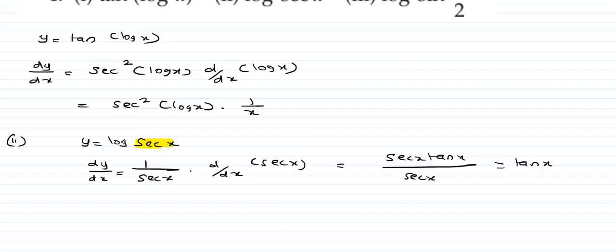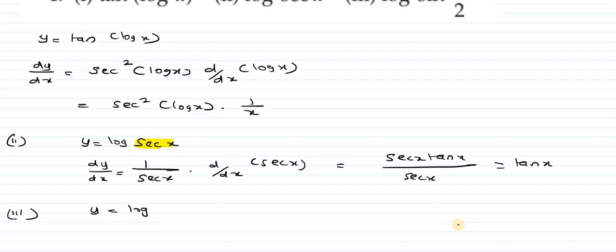Is that clear, ma? See, for the integration, when you integrate, you will get this value. Okay, tan x. So, differentiation of log secant x is what? Tan x. Next, third one, fourth, question number 4, third subdivision.